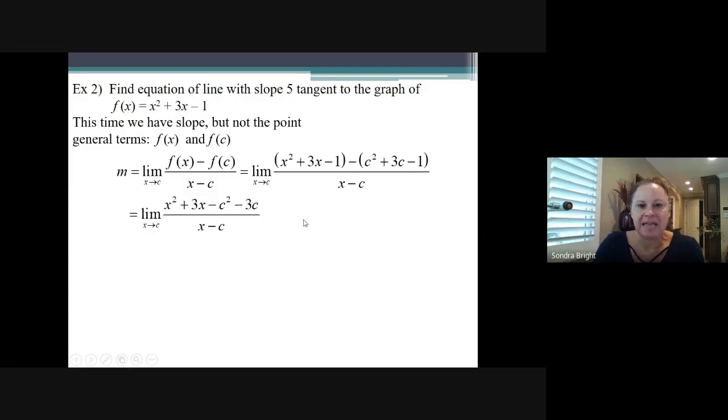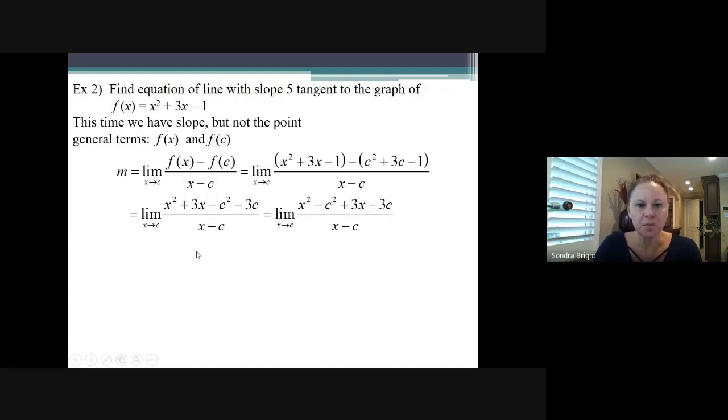But let's simplify it. When you distribute this negative sign, you'd have a minus c squared, a minus 3c, and then a minus a negative 1. So the minus 1 and the plus 1 will cancel. You're just left with the x squared plus 3x. Make sure you've distributed the negative to the c squared and to the 3c. All right, now, just like before, what I really want to do is cancel this x minus c, because you can't go plugging in a c into x here. You'd get a 0 over 0.